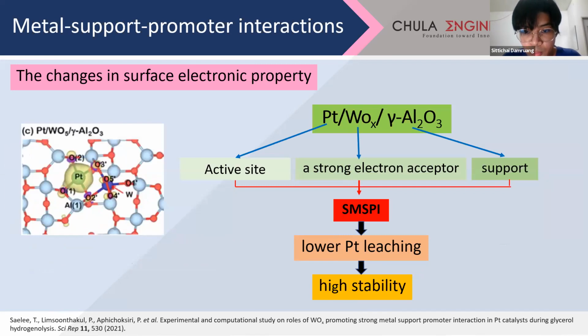Therefore, the strong metal support promoter interaction found in the platinum tungsten alumina surface can be described in terms of electron transfer. That is, the tungsten species acting as a strong electron acceptor leads to an increase in contact points between platinum and the support. The strong metal support promoter interaction is the key to resistance toward platinum leaching during the hydrogenolysis process, resulting in a catalyst with high stability, and should be the root cause of high activity in terms of glycerol conversion and high 1,3-propanediol selectivity.